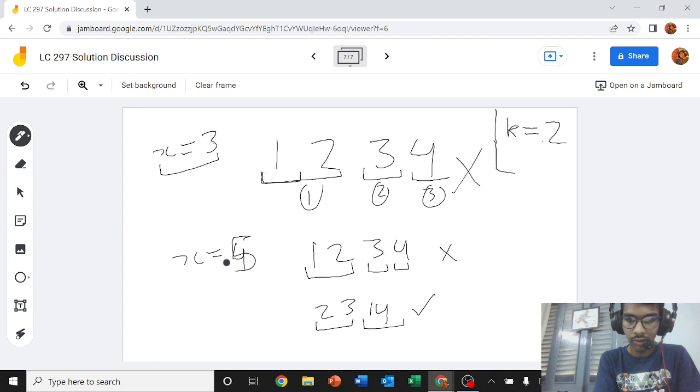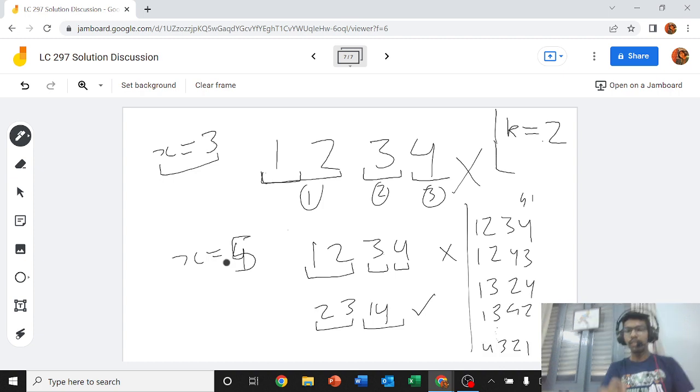Right, so when we have 1, 2, 3, 4, there are a total of 4 factorial ways: 1, 2, 3, 4, 1, 2, 4, 3, then 1, 3, 2, 4, 1, 3, 4, 2, and so on, up to 4, 3, 2, 1. So one by one, we need to check all the permutations. Here, this required 3 children, so this exceeds the value of k, which is at most 2. But when we tried this permutation, then this worked. If we move in this way, then we can distribute it among 2 children: 2 plus 3, 5, and 1 plus 4, 5.